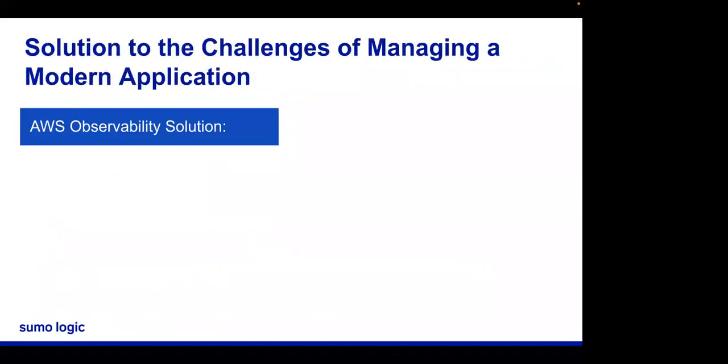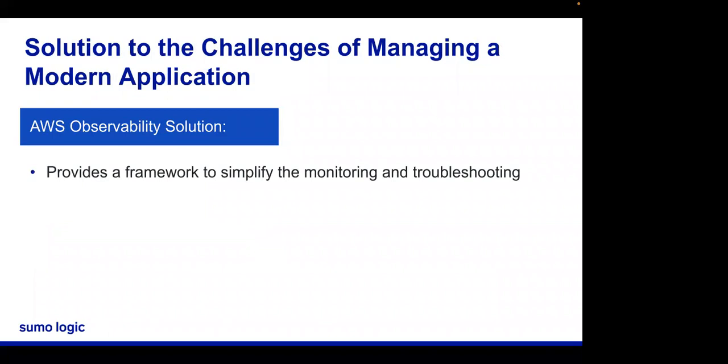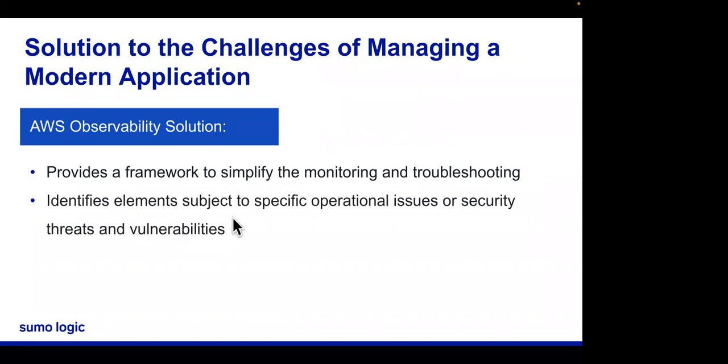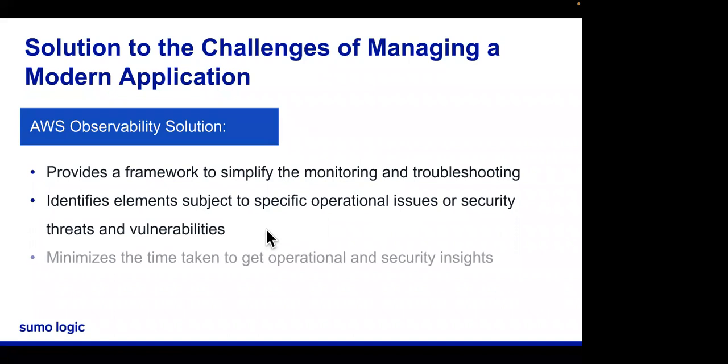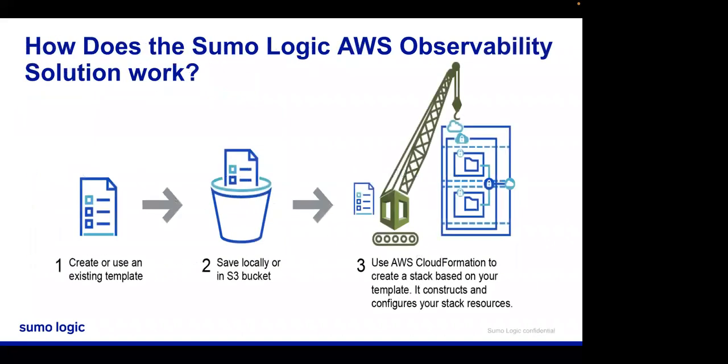So our AWS observability solution solves those problems. We provide a framework using a CloudFormation template that will install this AWS observability solution, and it will set up your dashboards and everything you need, stuff in Sumo, stuff in AWS, and you will be good to go. It identifies the elements subject to the specified operational issues or security threats and vulnerabilities. And of course, it's going to minimize the time. It's going to be very, very easy to get set up.